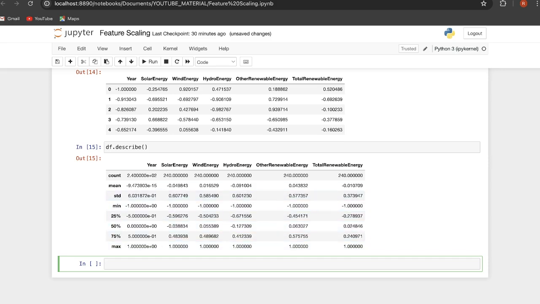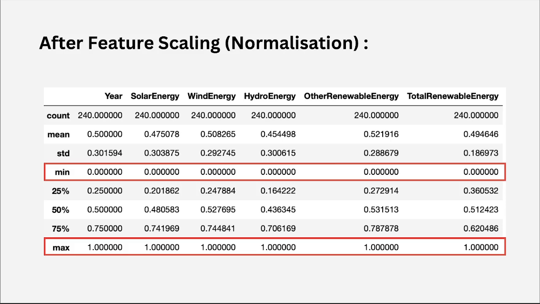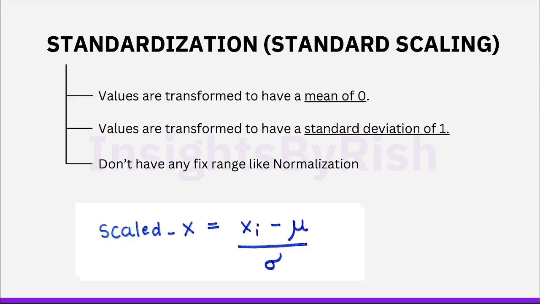So let me go back to the presentation. So we saw everything about min-max scaling. Now moving ahead, we will see how the standardization technique is different from min-max scaling. Standardization is also called standard scaling, and this is the second most popular feature scaling technique in machine learning. Unlike the min-max scaling technique where we have a fixed minimum range and a fixed maximum range, here we don't have such fixed range values.